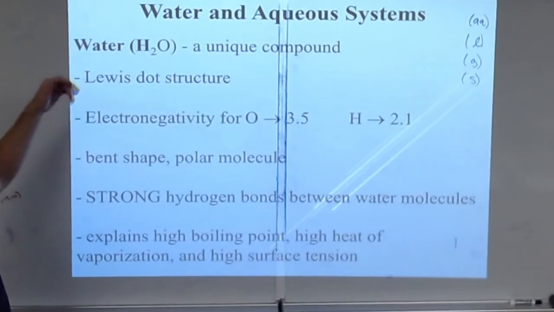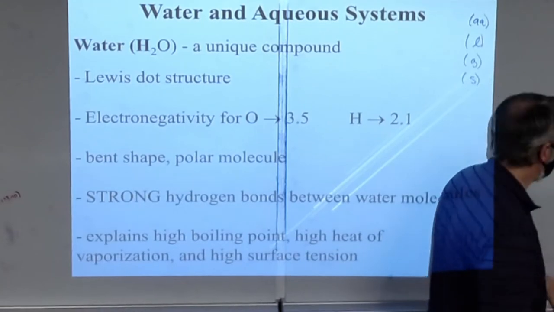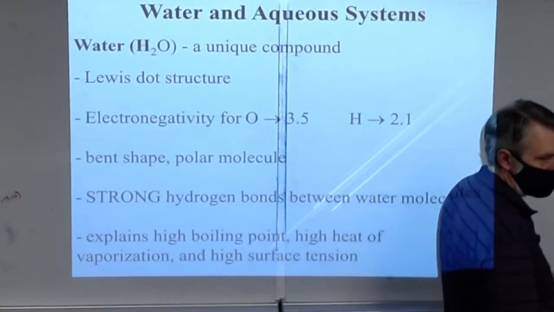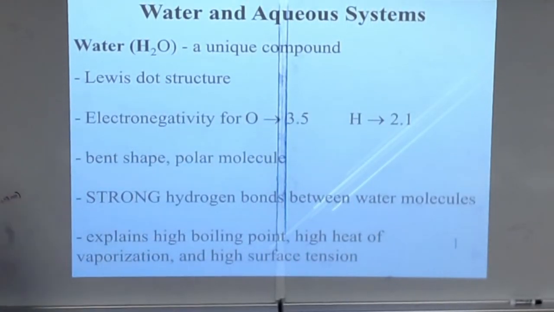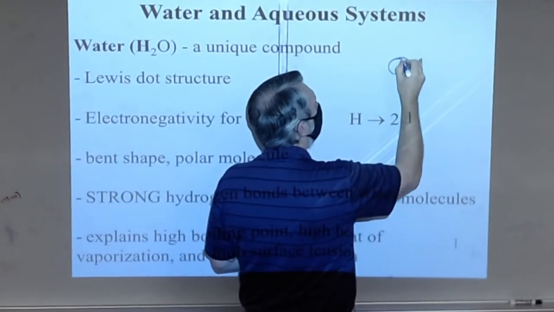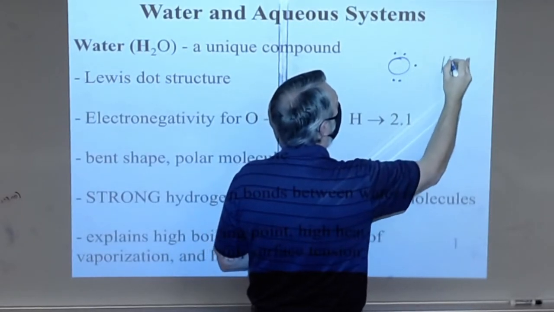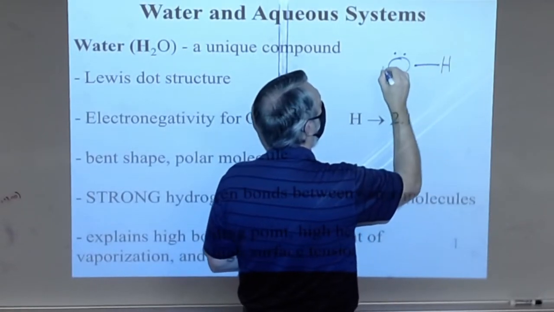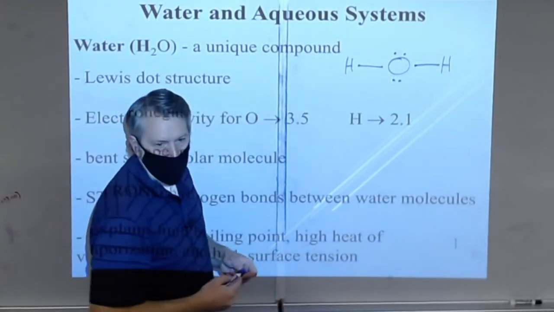So water is a fairly unique compound. We want to talk about the Lewis dot structure. Can y'all draw the Lewis dot structure of water? Y'all should go ahead and do that right now. What's its shape going to be, molecular shape? It's going to be bent. So I've got my oxygen, my hydrogen. That's your Lewis dot structure.